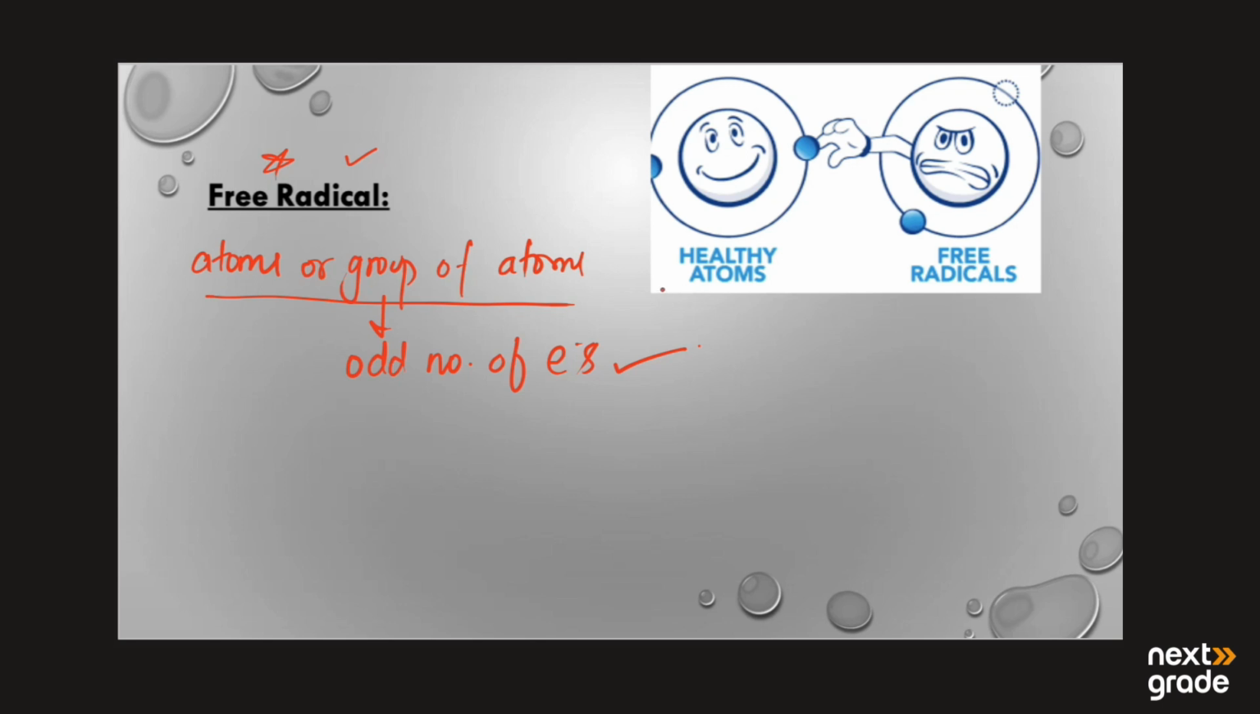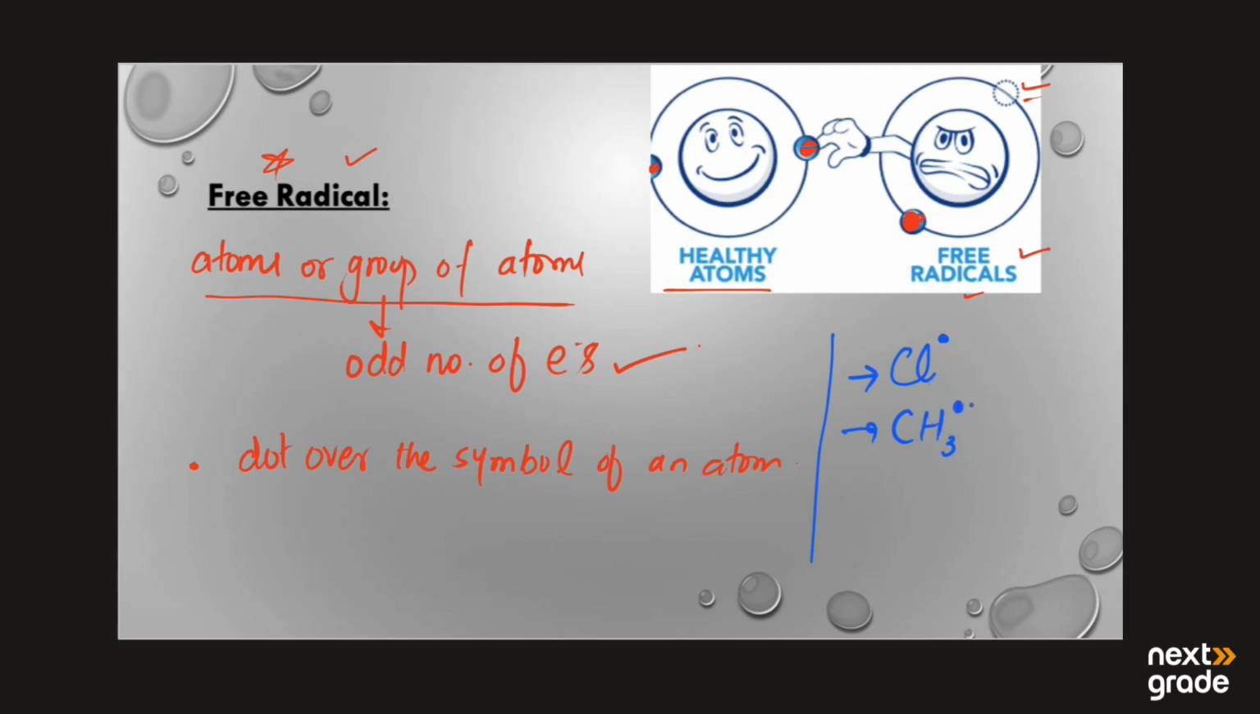In this picture, a healthy atom has its valence shell complete, having two electrons. But when we look at the free radical, it has an odd number of electrons, only one electron in its valence shell, and the other is missing. So it is a free radical. Free radicals are always denoted by a dot over the symbol of an atom. For example, the free radical of chlorine is denoted by a dot over the symbol. If we have a free radical of a group of atoms like CH3, then we will have a dot over it. This is a simple example of free radicals.